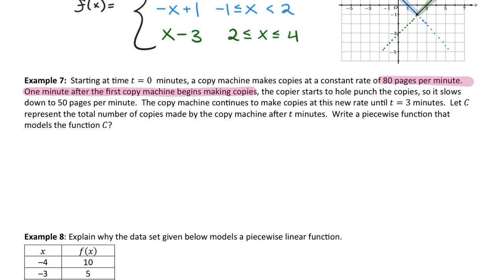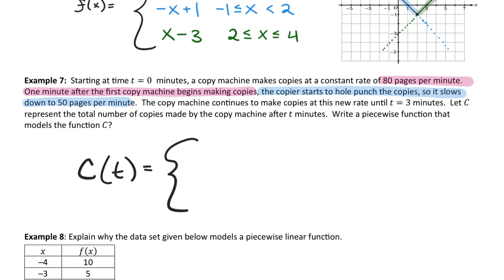And then after 1 minute, the copier starts to hole punch the copies, so it slows down to 50 pages per minute. Those are my 2 functions that are going to control the output of this copy machine over my 3-minute interval. So if we started to write this, we would say that the number of copies with regard to time would be controlled by the 2 scenarios.